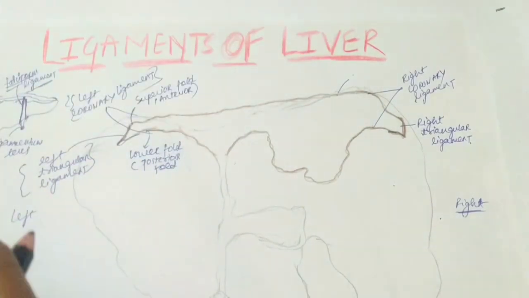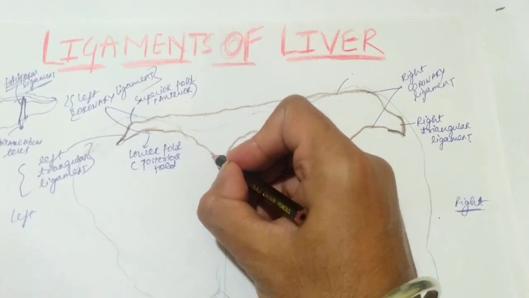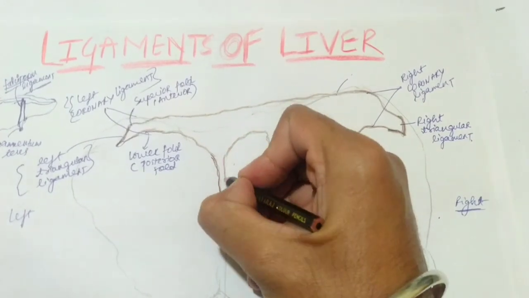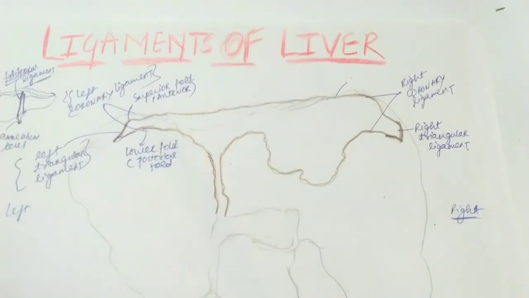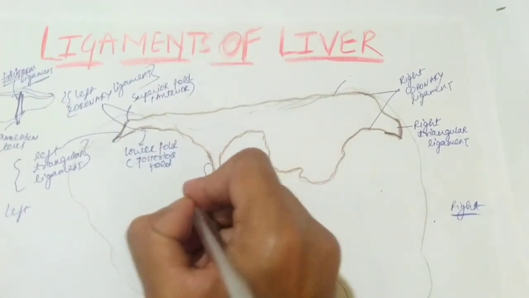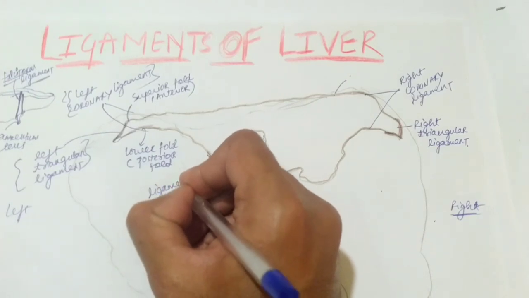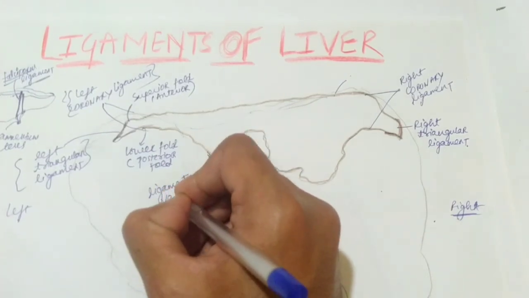And now this coronary ligament further forms, this peritoneal fold continues in the form of your ligamentum venosum, okay? So this much area is your ligamentum venosum, okay?